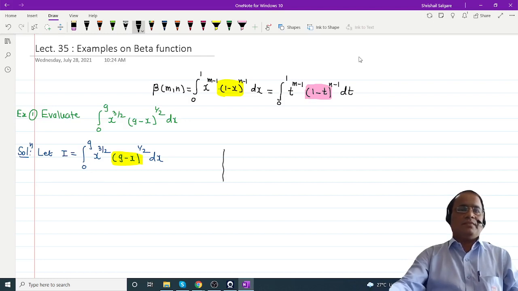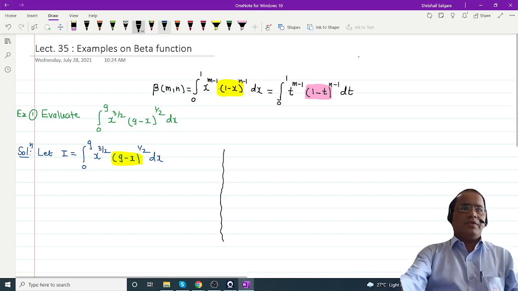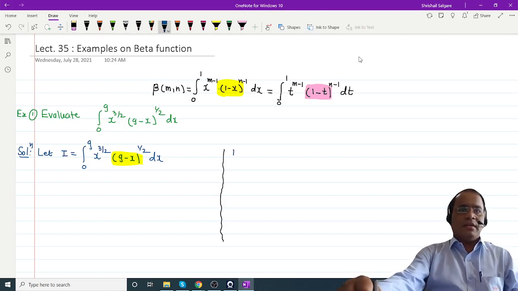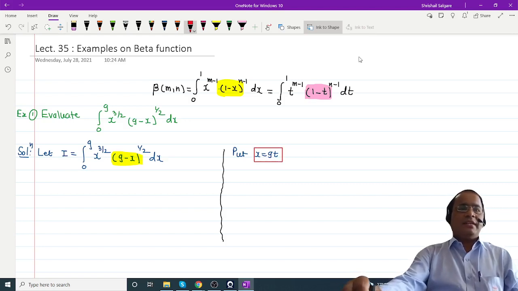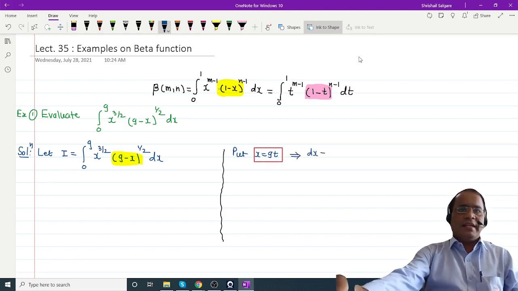Yes, Atharv? x is equal to 9t. Yes, very good. If you put x is equal to 9t, you will get the term 9 minus 9t. The substitution part I will write to the right side. So put x is equal to 9t. Why are we using this substitution? Remember, our focus is to obtain the kernel. When you put x is equal to 9t, then you will get the 1 minus t factor. Therefore, if x is equal to 9t, now differentiate both sides, you will get dx is equal to 9 into dt, as 9 is constant.